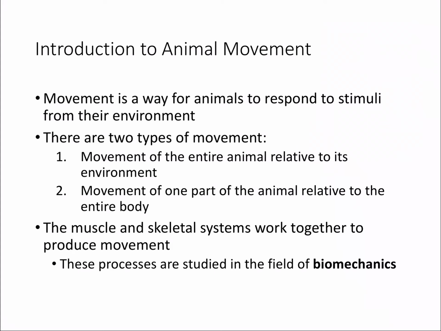So two types of movement: where the animal is completely moving, right? So locomoting, or where one part of the animal is moving relative to the entire body. So we can see this being just an animal stretching out a tentacle or moving its entire body to get away from something or to get towards something. Muscles and the skeletal system work together to produce movement. So your muscles pull on your bones to move. And we study this in a field called biomechanics.